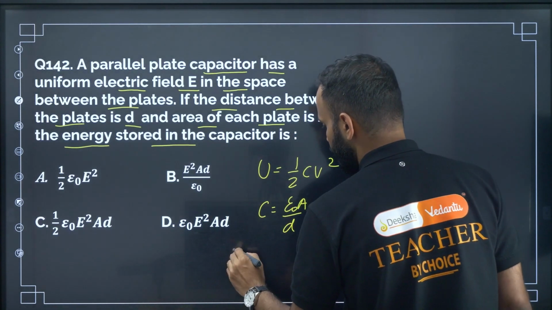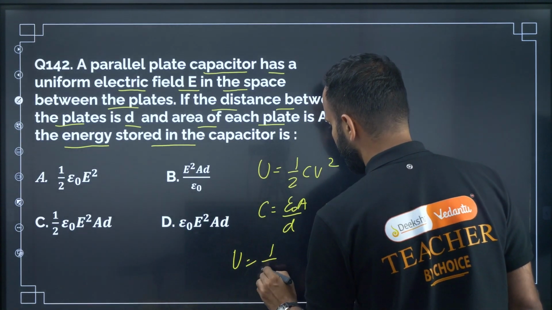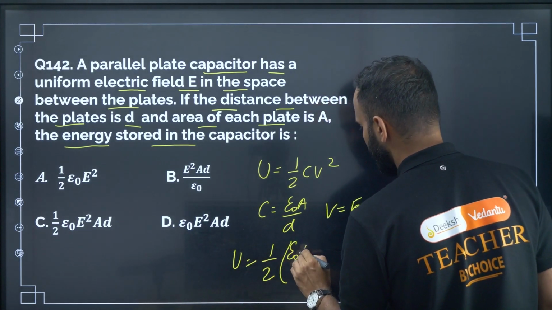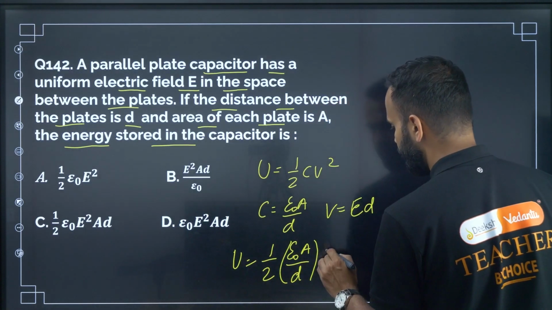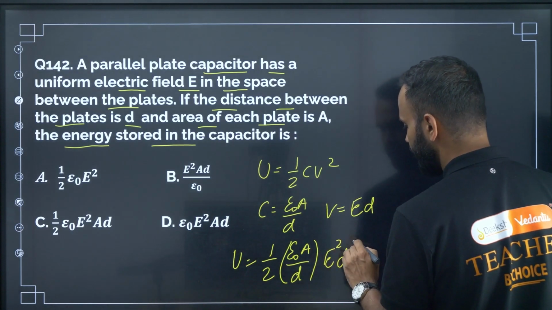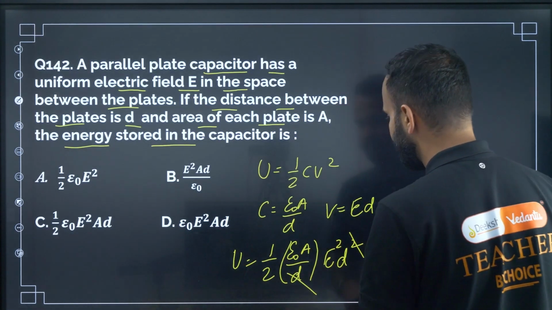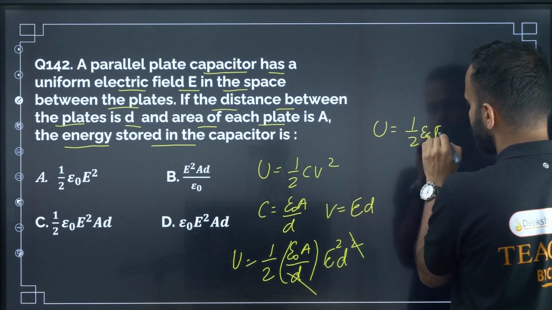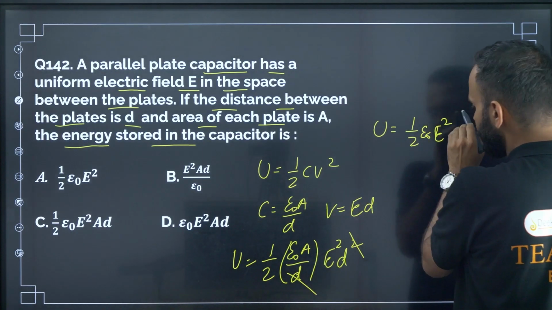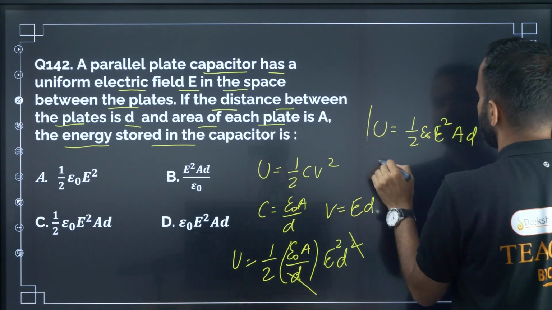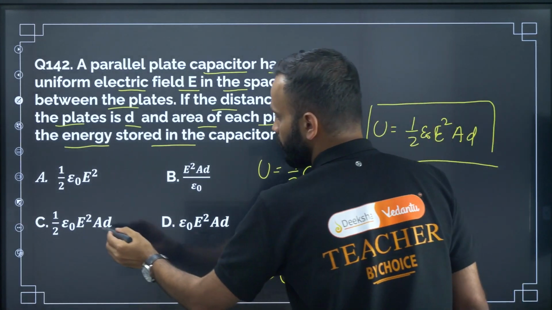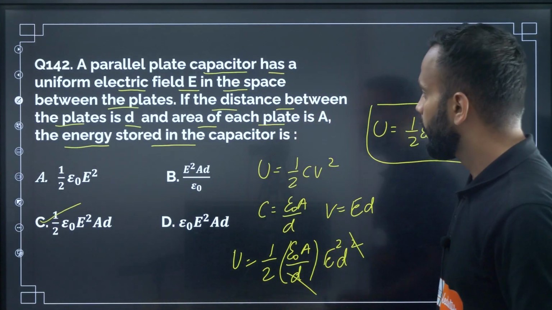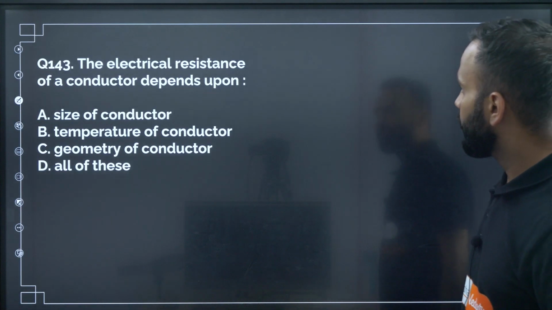Now the energy stored in the capacitor, U equals half into C, which is epsilon naught A divided by D, into V square, that is E square into D square. Here D will get cancelled, so U is equal to half epsilon naught E square into A into D, okay? So this is the energy stored in the capacitor, so option C is the correct answer, okay? Yeah, next question, question number 143.